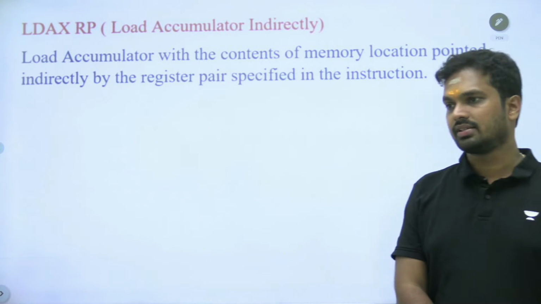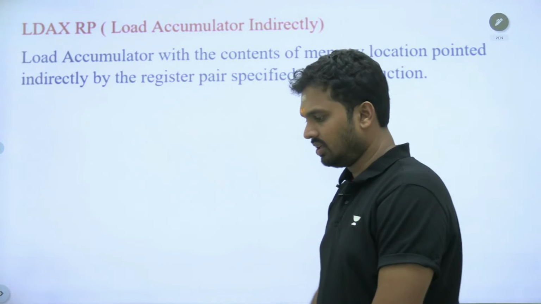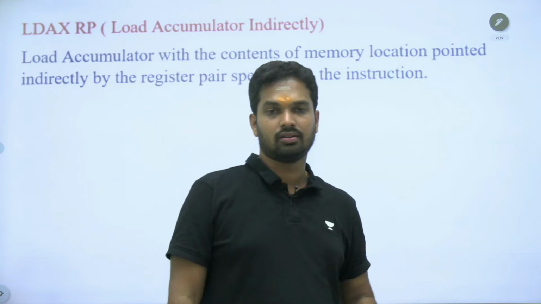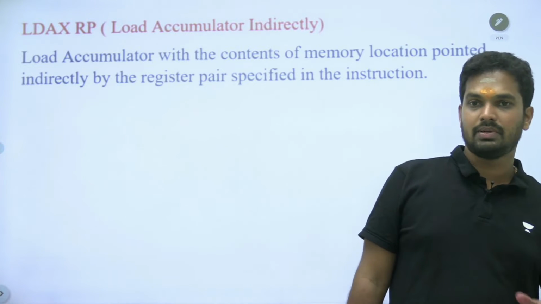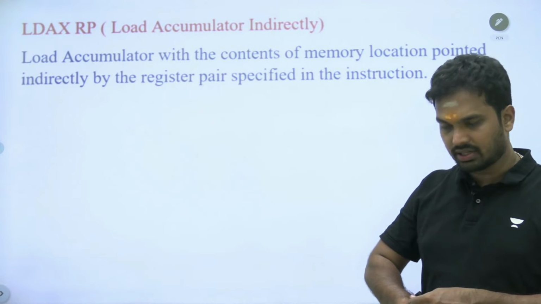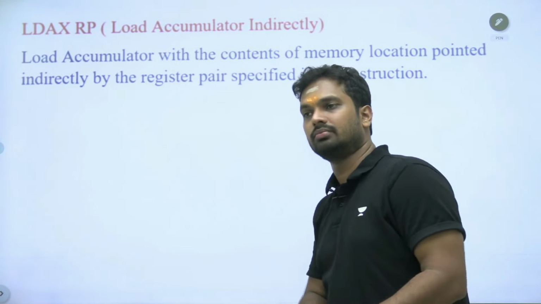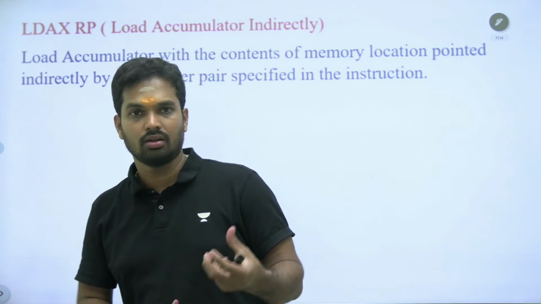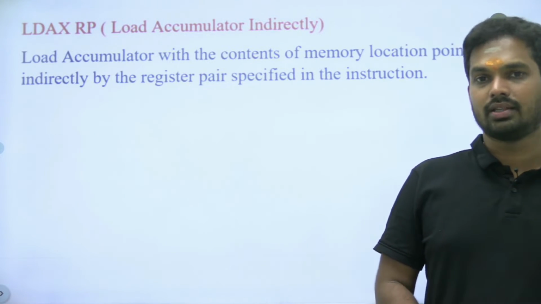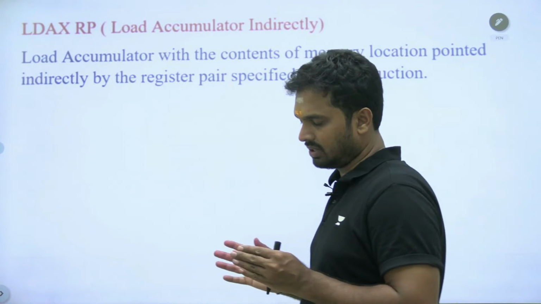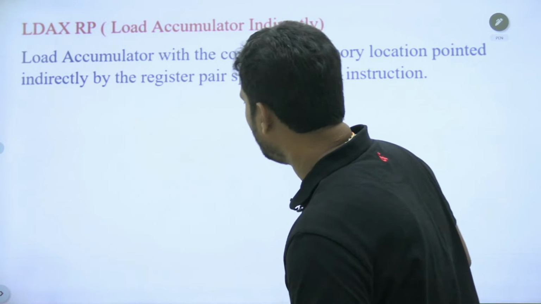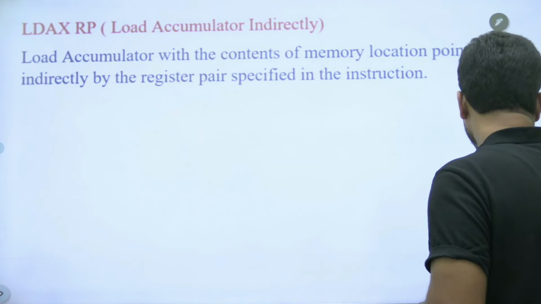Okay, so I say LDAX B, LDAX D. Then what happens is that the BC register pair will have some number. BC means two registers, a register pair, which contains 16 bits. So it will go to that location in the 16-bit address. There you have some data, and that data will be copied. So it is indirect addressing mode. I hope you understand. Here previously also I need to specify that, as we are doing for every instruction.